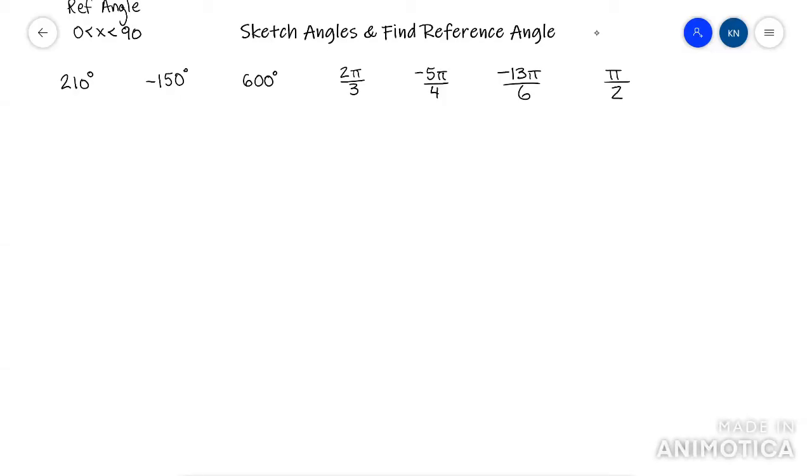Okay, this video is going to go over how to sketch angles and find the reference angle. So the first thing you should probably know is you're going to be graphing angles kind of like this. You'll be rotating, and wherever you end up gets an arrow going out from the origin. And then your direction of rotation also gets an arrow as well.